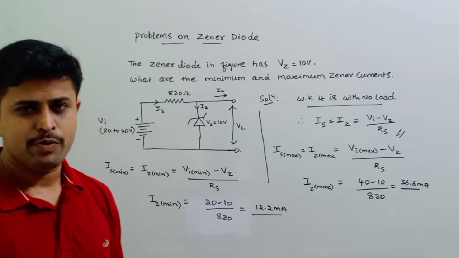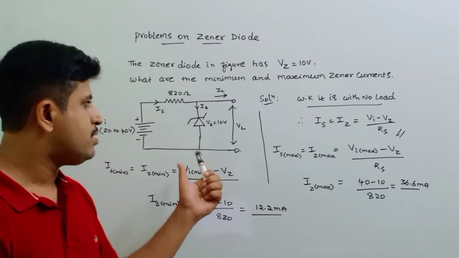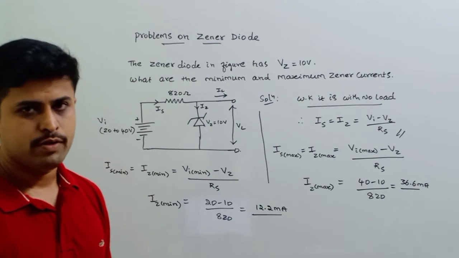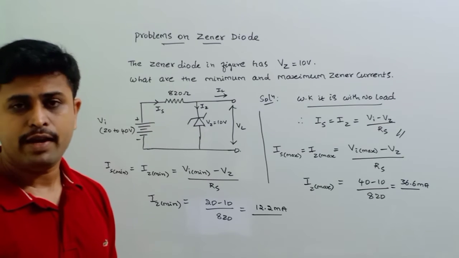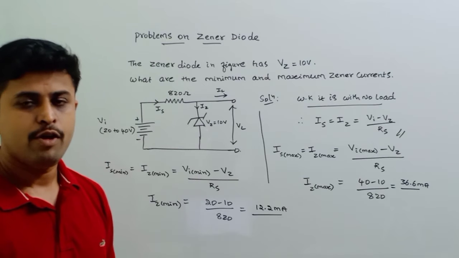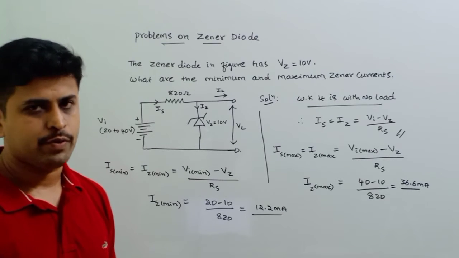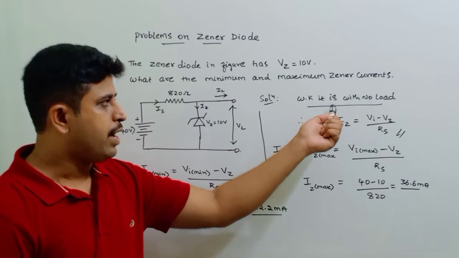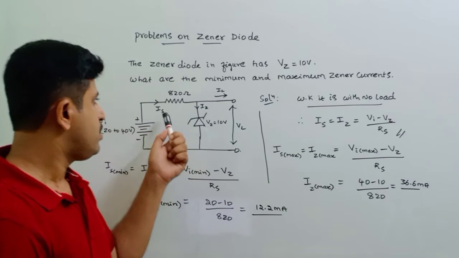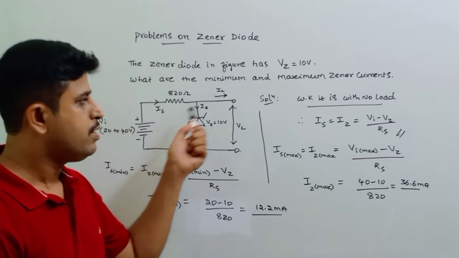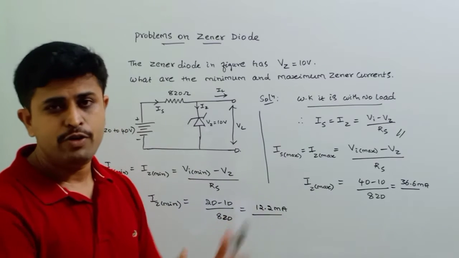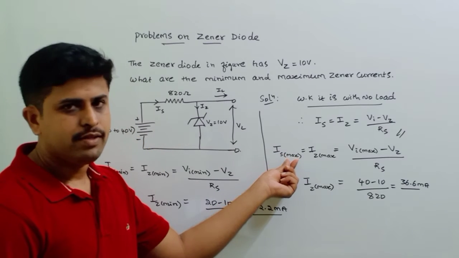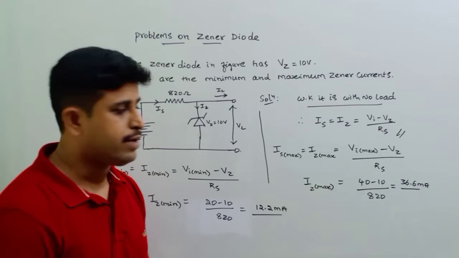By observing this circuit, we come to know that this is a circuit for voltage regulator with Zener diode with no load. So already we have discussed we can have Zener diode as a voltage regulator with load and without load circuit. So this is the without load circuit. Therefore, we already know that as it is with no load, Is, the current flowing through this resistor Rs, is equal to Iz, which is equal to Vi minus Vz by Rs. So here, if I put max, then Is max is equal to Iz max.